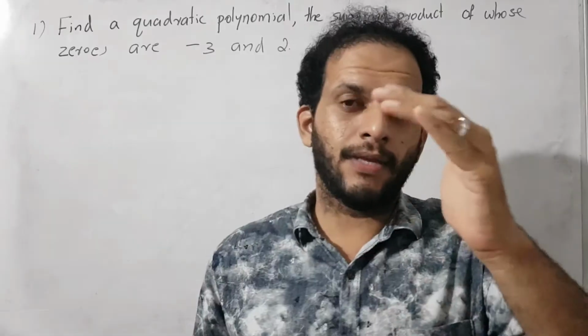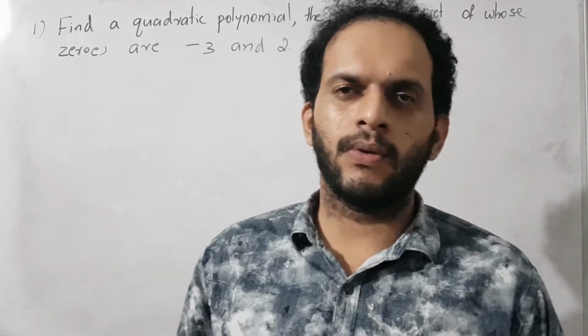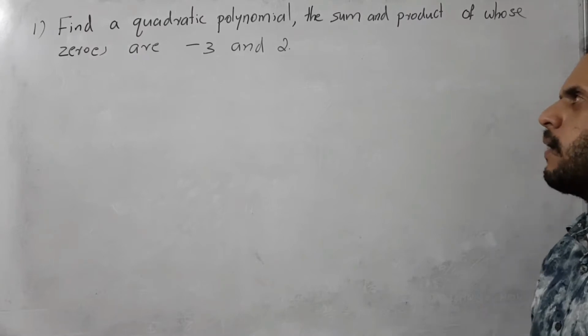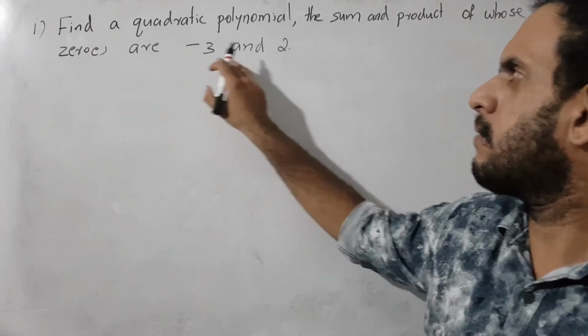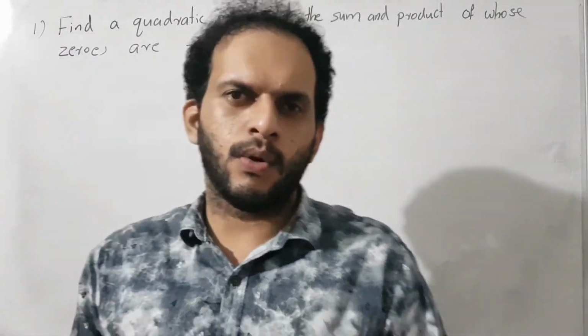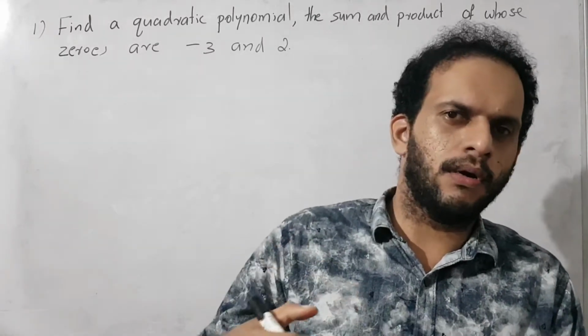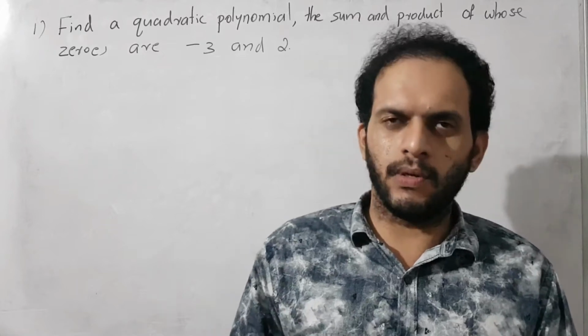Clear? Next we are discussing the next type of question. Then what is the question? The question is like this: find a quadratic polynomial, the sum and the product of whose zeros are minus 3 and 2. Clear? What does the question ask? The question asks to find the quadratic polynomial. Then what is given here? Here the sum of zeros and the product of zeros are given directly.